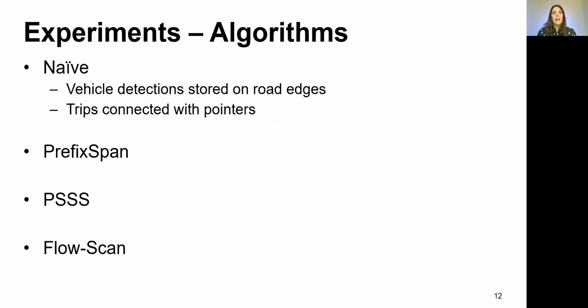In our experimental evaluation, we use 4 algorithms: the prefix span, the PSSS, the flow scan, and the naive. The naive is using the road network to store in each road edge the vehicle detections that happened. Each trip is connected with pointers from one detection to the next, so that we are able to follow the trips in case of missing values.